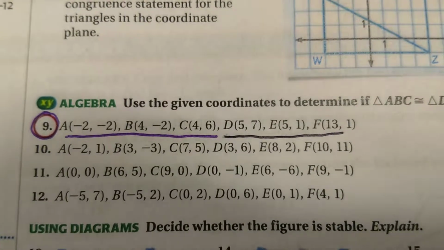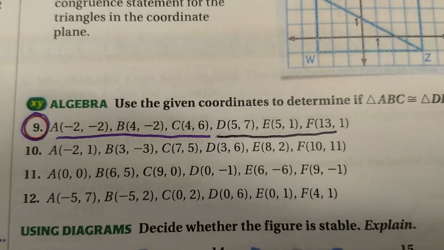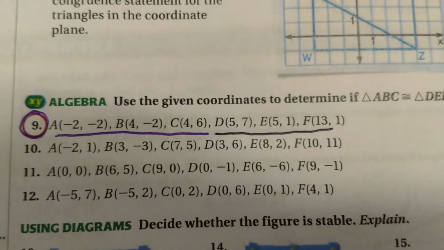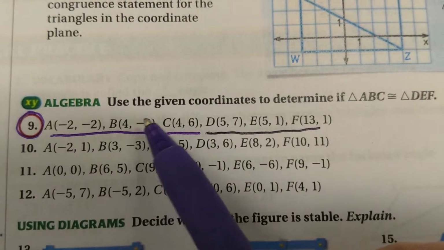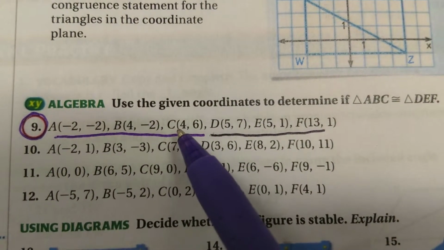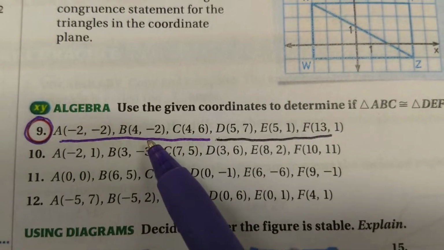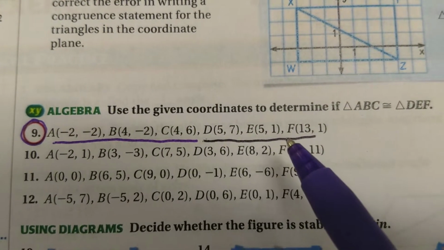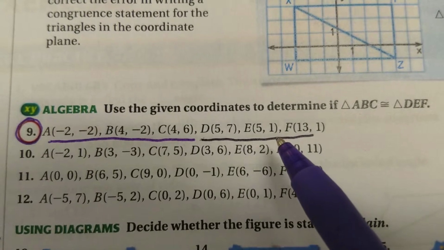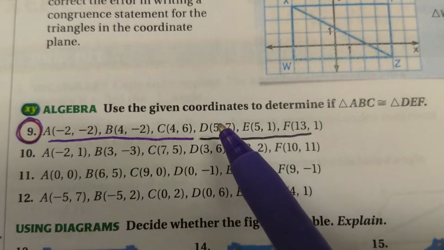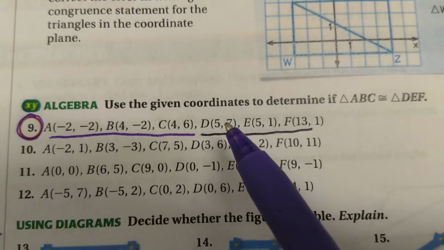Number 9, we are given a number of different coordinates, a total of 6. A, B, and C are going to be the vertices of one triangle. I've marked it in purple. And then D, E, and F are the vertices of another triangle. I marked that in black. So the first thing that you would need to do is actually draw these out on a coordinate grid.